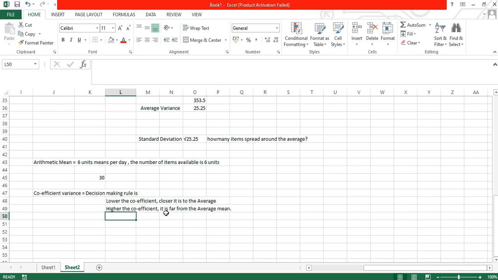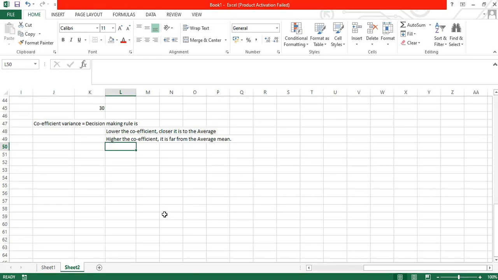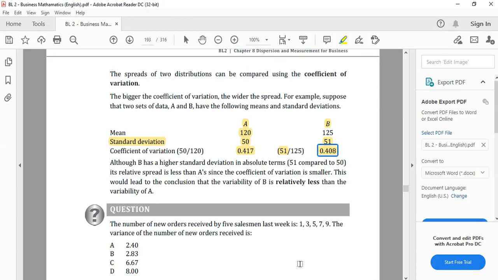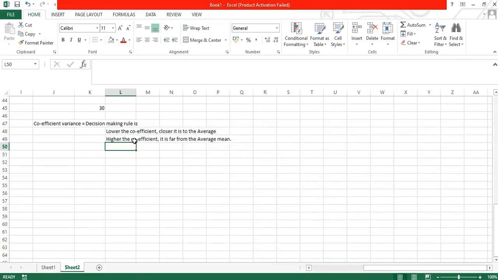So they will give two coefficients and ask which one is far from the average. Then you must select the highest one, because that is the one far from the average. Or they would ask what is the better decision making data set, or the more valid one. Then you choose the data set that has a lower coefficient, because it's close to the average.